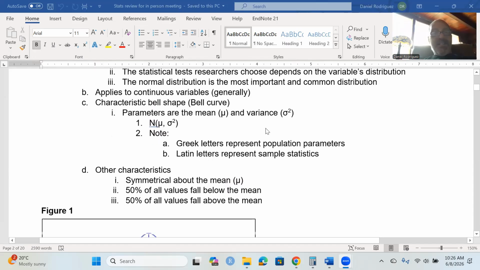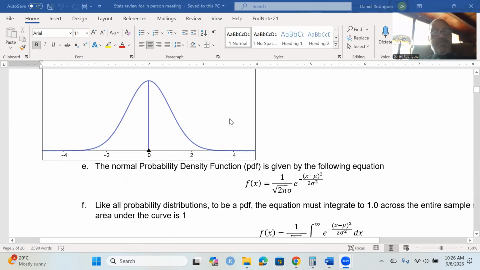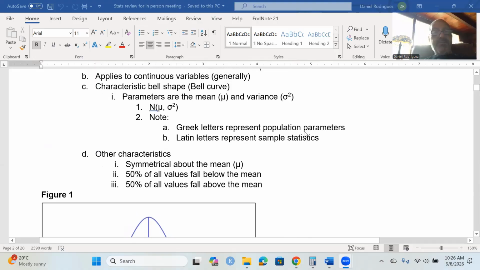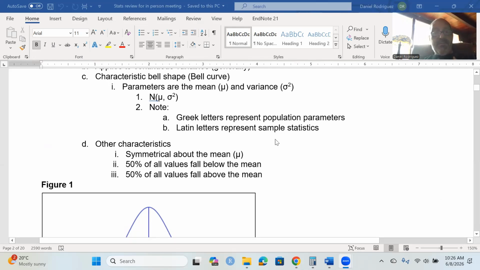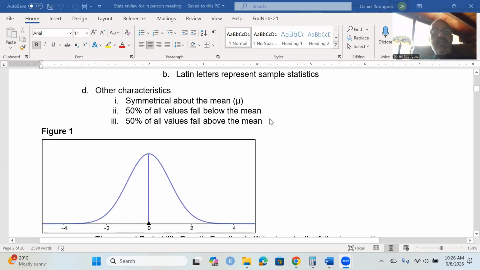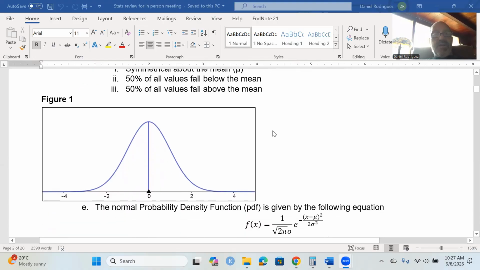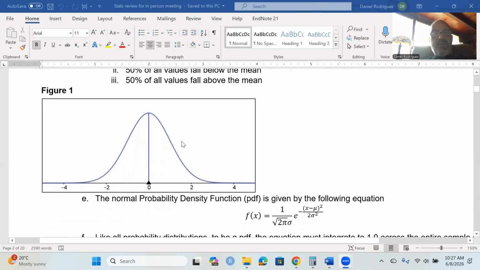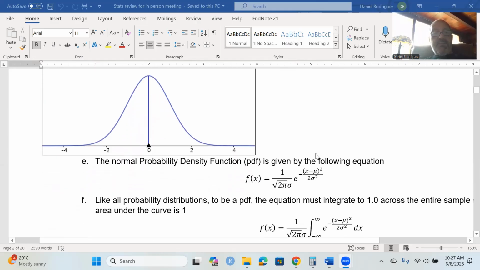It has a characteristic bell-shaped curve. You can see right down here, right? Characteristic bell-shaped curve. Every distribution has what are known as natural parameters, and the natural parameters for the normal distribution are mu and sigma squared. Mu is the mean, and sigma squared is the variance. These are population values because they're Greek letters. Other characteristics: it's symmetrical about the mean. 50% of all values fall below the mean, 50% fall above the mean. You can see it looks beautifully symmetric.